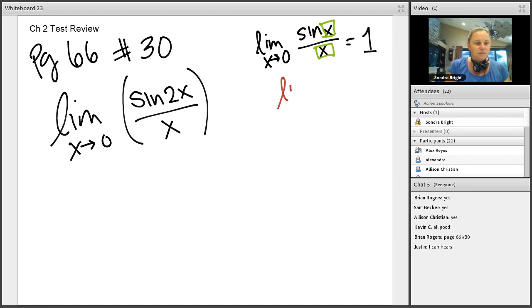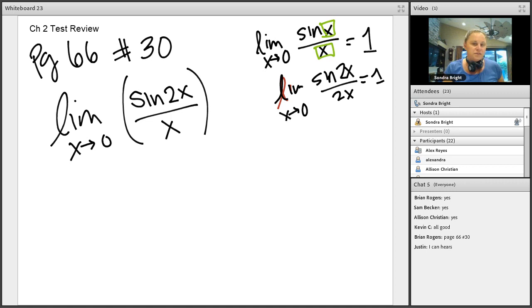It could be the limit of the sine of 2x over 2x as x goes to 0, that'll still give you a 1, or 3x over 3x. Anyway, all of that doesn't matter. So my issue is that this is a 2x and this is an x. And so I need those to be the same in order to use this little rule.